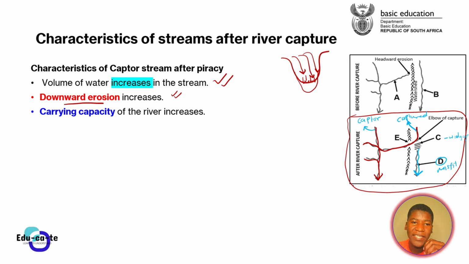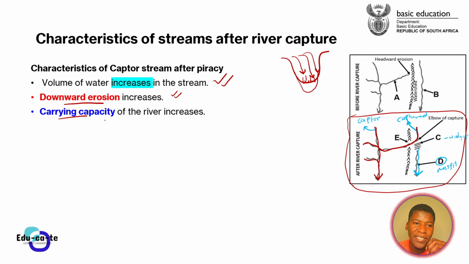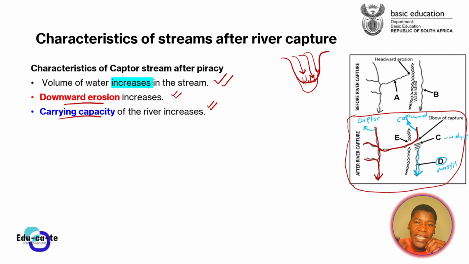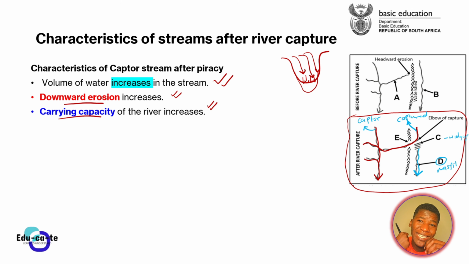And then the carrying capacity will also increase. So the carrying capacity of the river will increase. Basically, carrying capacity is the ability of a river to carry eroded material. It can only carry eroded material when it's got a larger volume of water as well as a greater speed or a greater velocity. So when this river gains a larger volume of water, it will have a bigger ability to erode and carry more eroded material. So basically the carrying capacity tells you, is the river able to carry the eroded materials?